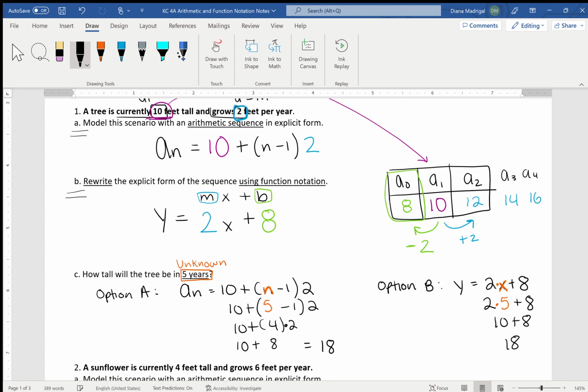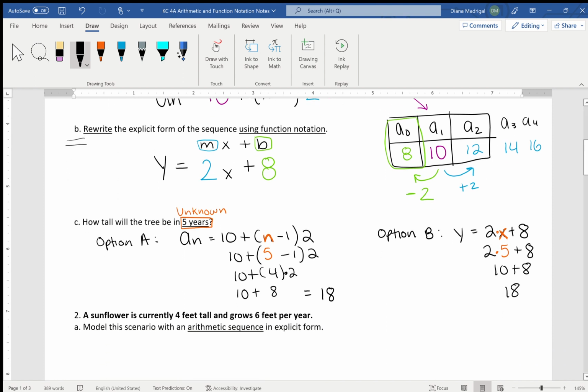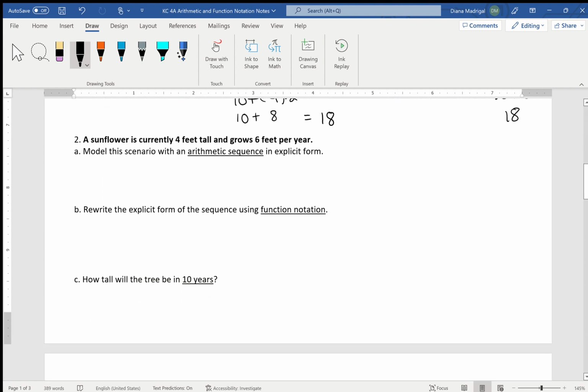So both equations gave me the same answer. Again, you don't have to do both of them. You pick and choose. Okay, so here we go. We're going to do one more and then you're on your own. It says the sunflower is currently 4 feet. Currently means this is A1.